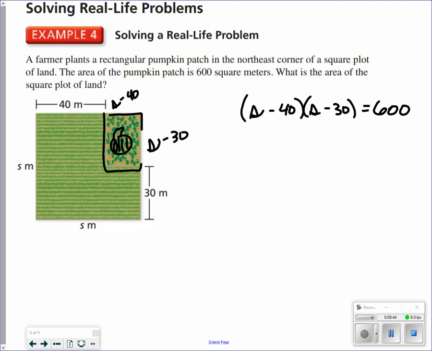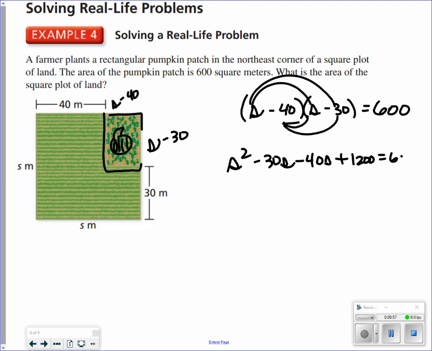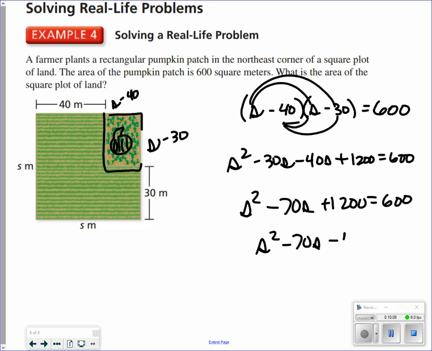So I'm going to FOIL this out. S squared minus 30s minus 40s plus 1200. Combine like terms. Subtract 600 so that I get everything equaling 0. Now, those of you who may struggle a little bit on your times tables will need to probably do a little bit of a guess and check or a chart.